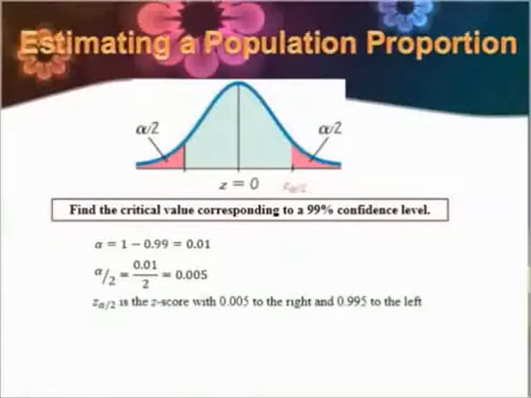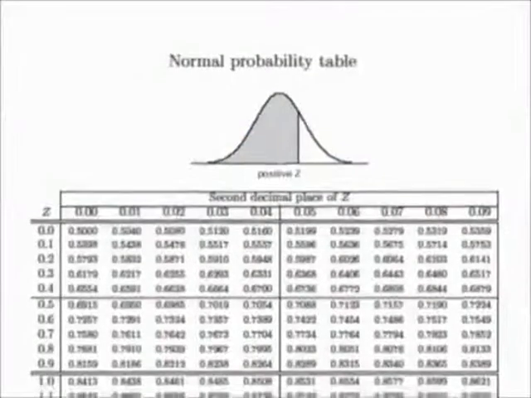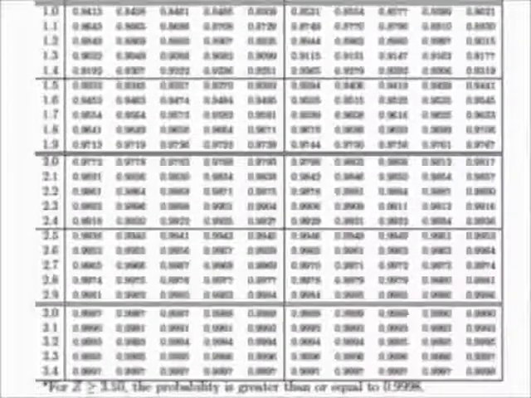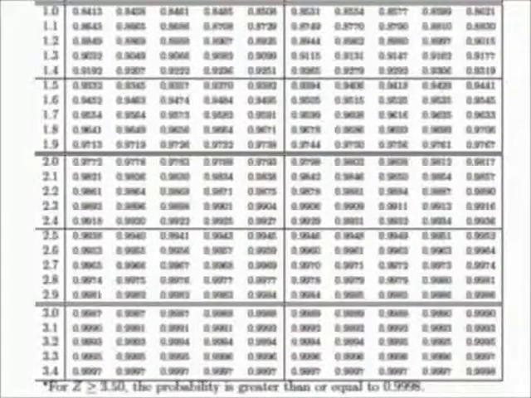That is the z-score with 0.005 to the right, which is the z-score that has 0.995 to the left. So let's go to the table and look up the z-score that has 0.995. So we need to scroll up and find 0.995. Again, it looks like we're going to be right in between two numbers, 0.9949 and 0.9951. So we'll take the z-score that is in between those two numbers.